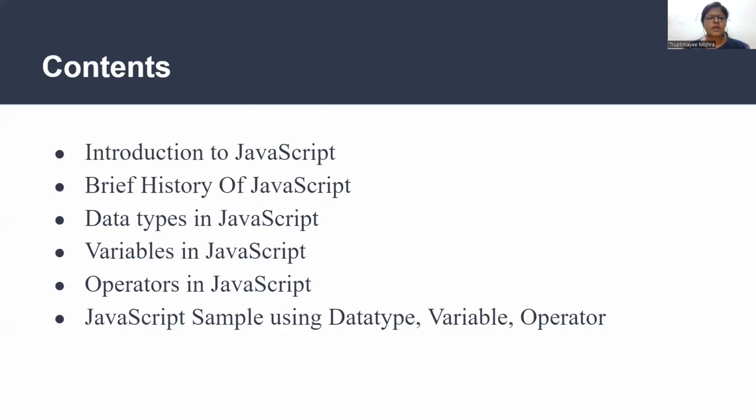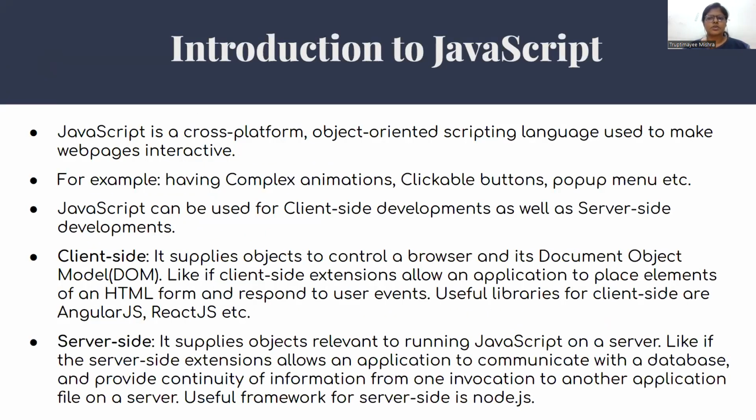So these are my contents: Introduction to JavaScript, brief history of JavaScript, data types in JavaScript, variables in JavaScript, operators in JavaScript, and at last a JavaScript sample using data type, variable, and operator. So, introduction to JavaScript. JavaScript is basically a cross-platform, object-oriented scripting language which is used to make the web page more interactive. If we want to make a complex animation, clickable buttons, and show a pop-up menu, we use JavaScript.